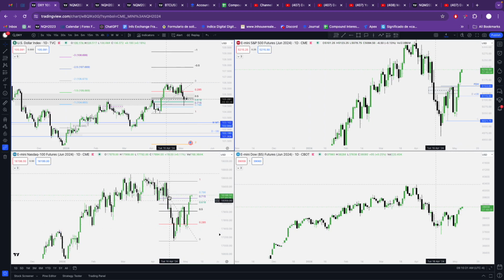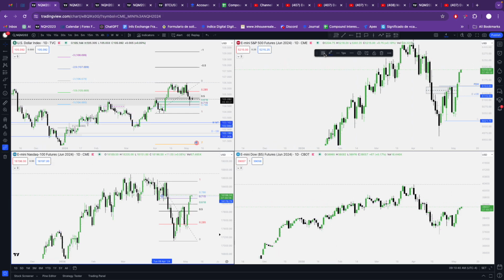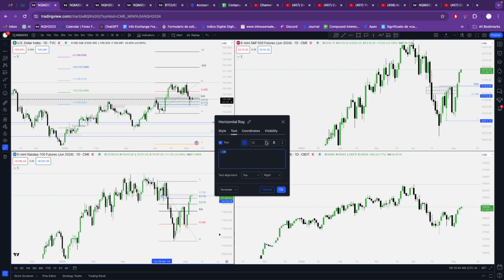We are still stuck within internal range liquidity. We have a daily change to delivery right here, daily order block. So let's mark that as daily OB here.